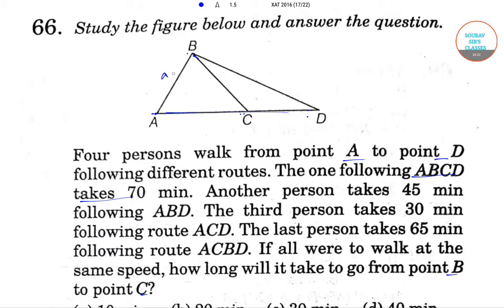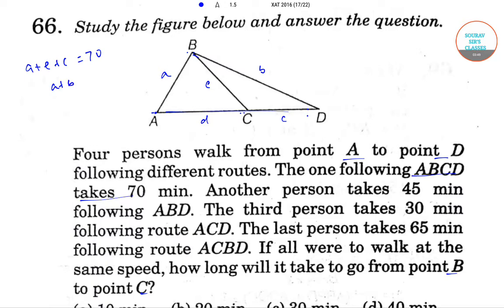Now let AB equals A, BD equals B, AC equals D, and CD equals C, and BC equals E. Then according to the question, A plus E plus C is equal to 70.